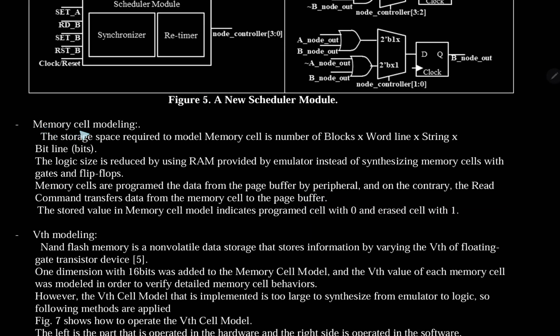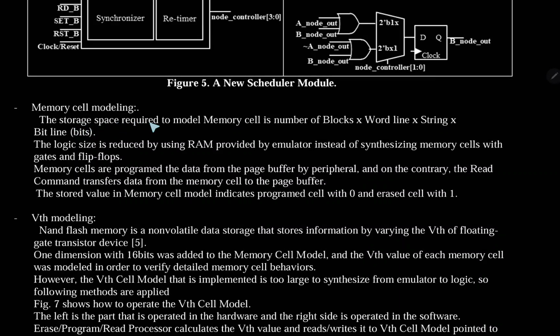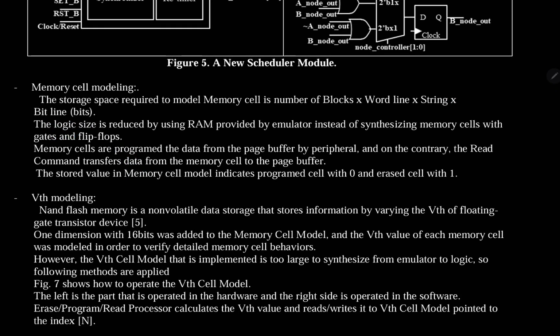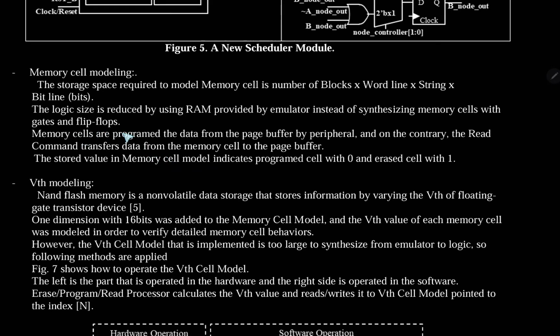So, the memory cell modeling. The storage space required to model a memory cell is number of blocks x word lines x strings x bit lines x bits. The logic size is reduced by using RAM provided by the emulator instead of synthesizing memory cells with gates and flip-flops. Memory cells are programmed with the data from the page buffer by the program command, and on the contrary, the read command transfers data from the memory cell to the page buffer. The stored value in the memory cell buffer model indicates a programmed cell with 0 and an erased cell with 1.